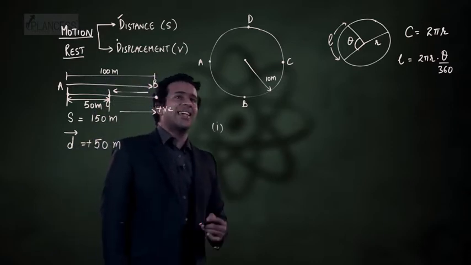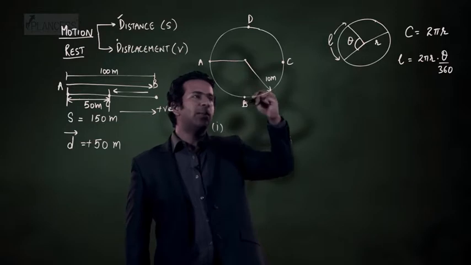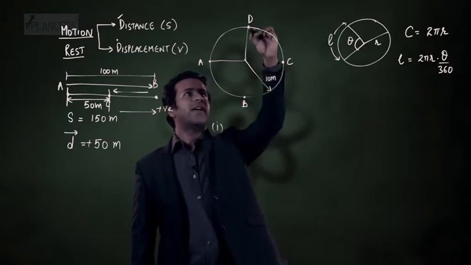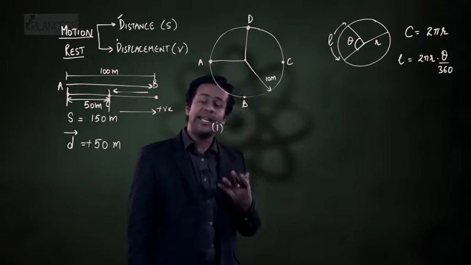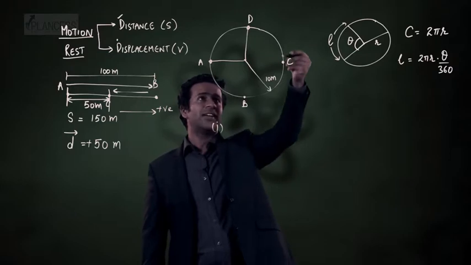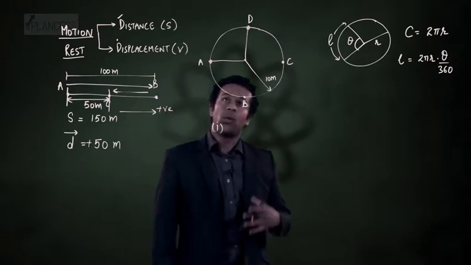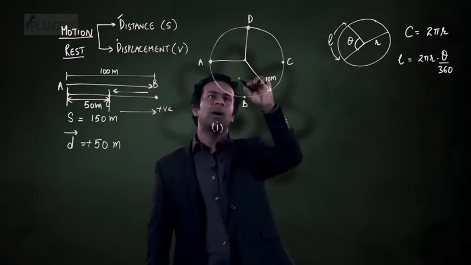Now, in this case, the particle has gone from A to B to C and finally to point D. So if you think about it, we need to measure the length of this sector ABCD. What do you think is the angle subtended at the center? Think about it.